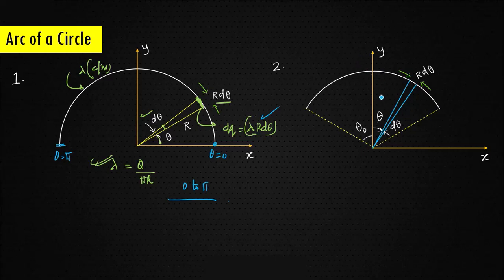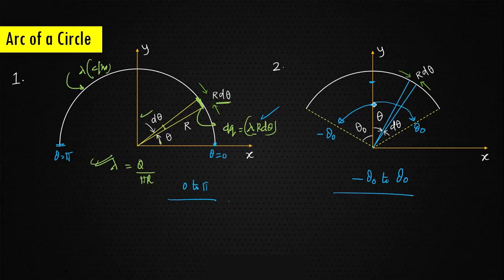So for this particular situation, what is the limit? From this vertical axis, I move in this direction by angle theta naught. I move in the opposite direction by the same angle theta naught. Since the directions of movement are different, the integration limit should be minus theta naught to plus theta naught. So this is for the arc of a circle, not a complete semicircle.